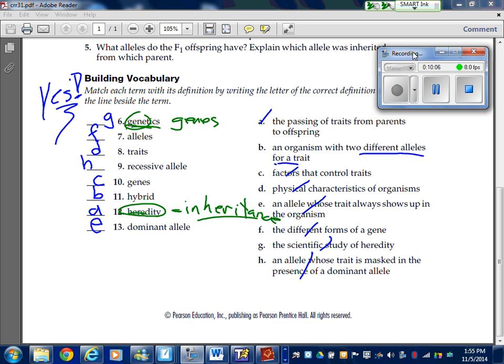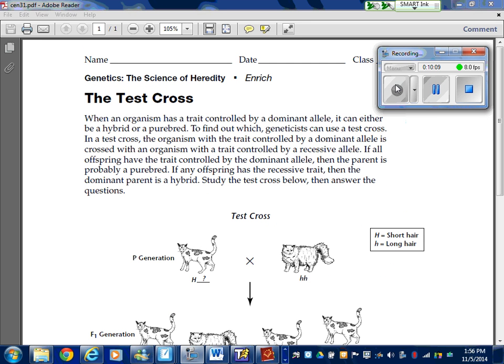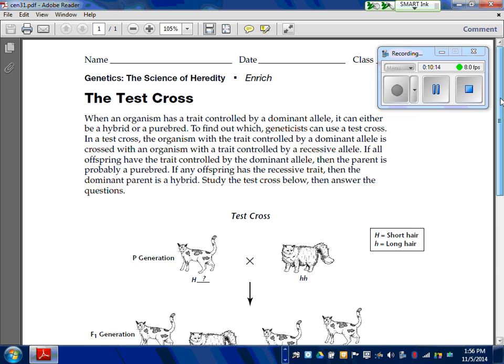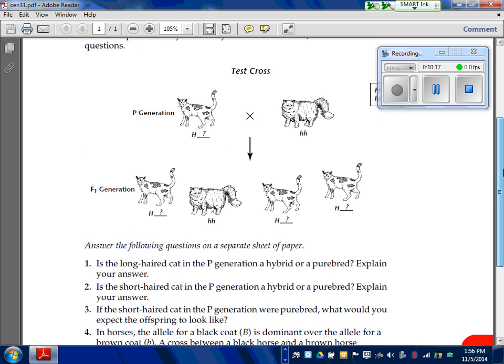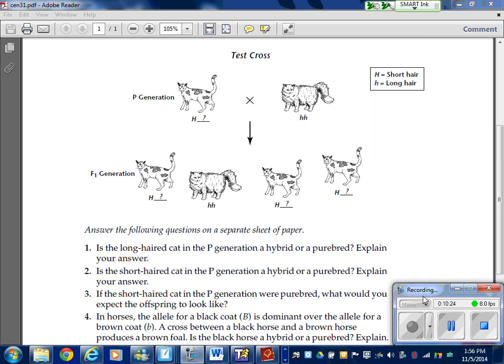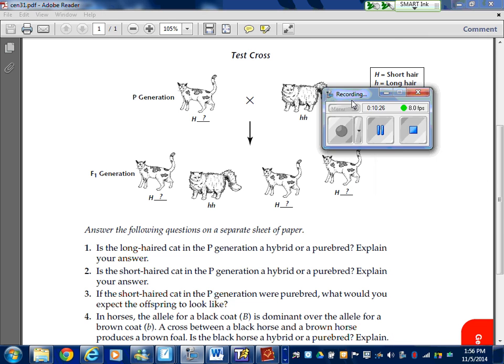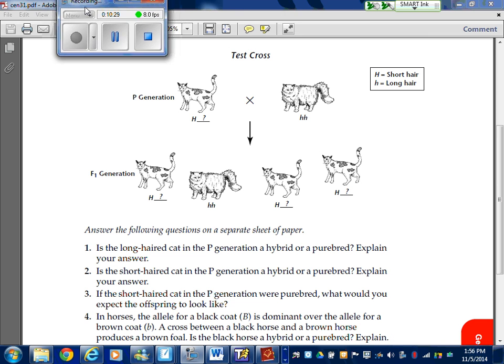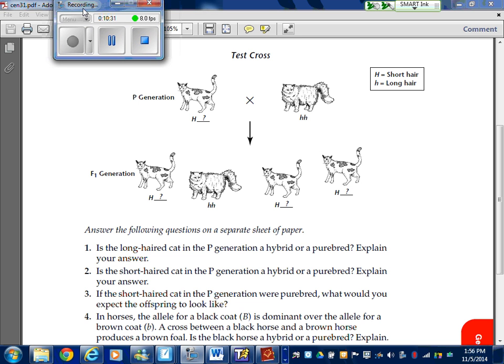Question. So if you read all those crazy directions, it's basically saying that short hair is dominant, long hair is recessive, and what can you tell? So we're basically going to do the Punnett square only backwards here. So here's the big question. You know that this one has the recessive trait. You know that it's little h because it has long hair. You can't display the recessive trait unless you have little h.